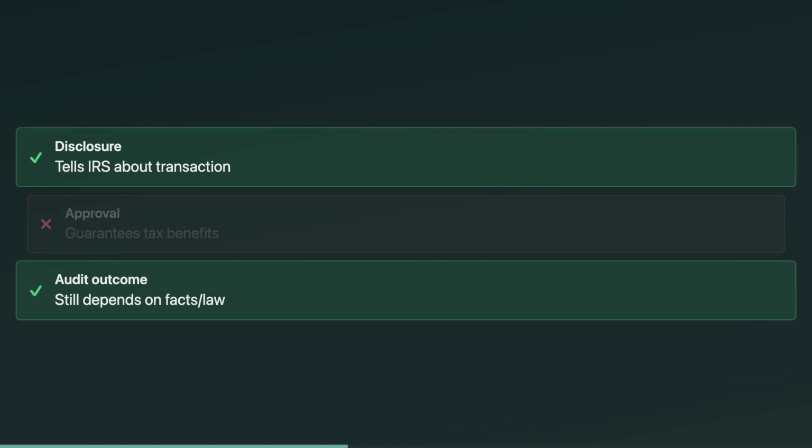Don't mix up disclosure with permission. Filing Form 8886 doesn't magically make the tax benefits allowable. It just tells the IRS, here's what we did. The IRS can still allow it, limit it, or disallow it based on the law and the facts. EA exam tip: if an answer choice says the IRS automatically disallows any disclosed reportable transaction, that's usually the trap.